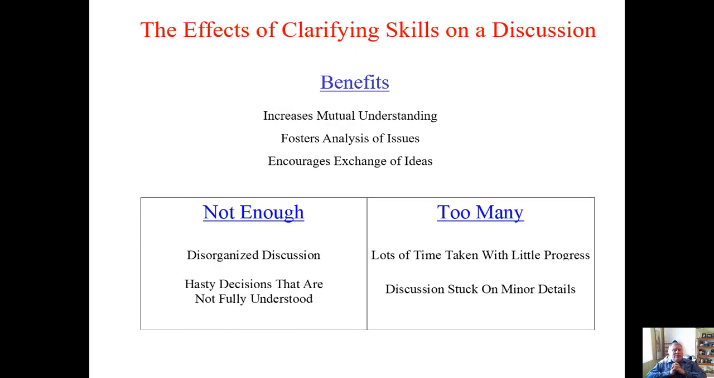Benefits, mutual understanding. We got each other. We'll really start focusing on the issues and an exchange. If we don't have enough, we have decisions that are made very quickly and aren't thought through. Discussion can be disorganized. Groups can break out in different pieces. Too many, again, discussion stuck on minor details. How do we move beyond the minutia to focus on the 20% of activities that give us 80% of the results? Lots of time with little progress. So there are clarifying skills.